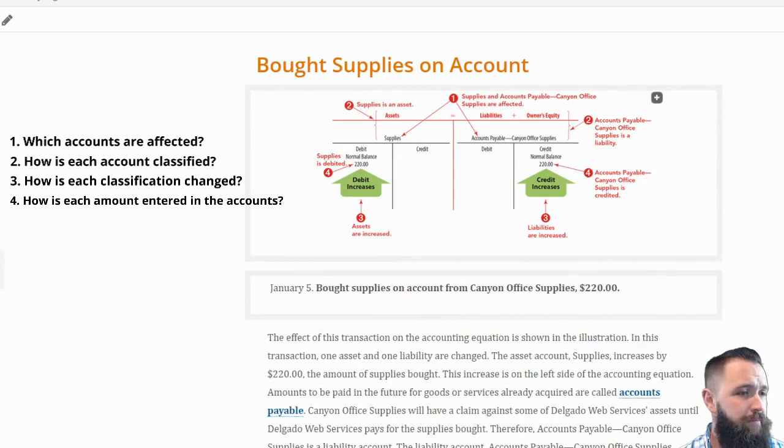And then bought supplies on account. Here we know that we have supplies that are going to be affected, and we also have our liability, accounts payable. When we look at this, we know we have more supplies. So supplies is going to go up.